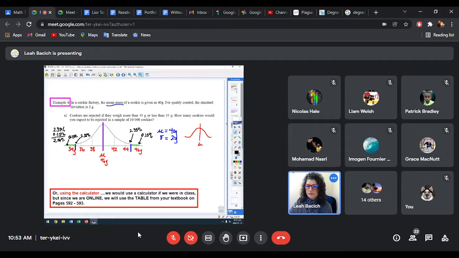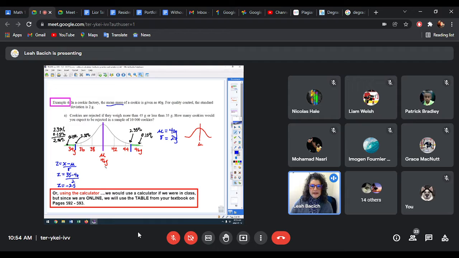So if I want to find out the z-score for this guy, I can just use my formula. Z is equal to the data value minus the mean over the standard deviation. So the data value for this guy is at 35 grams minus 40 grams. Oh, I don't need the units in. They're all going to cancel anyway. Divided by 2. So I get a z-score that's equal to 2.5. Actually, negative 2.5.